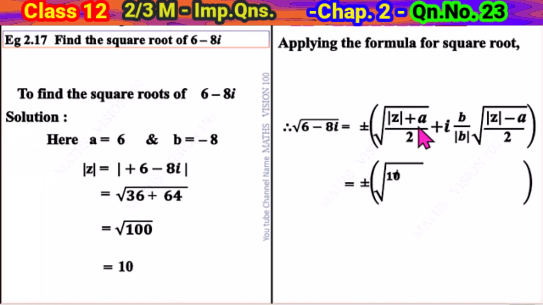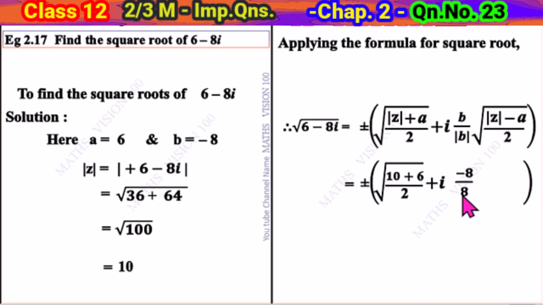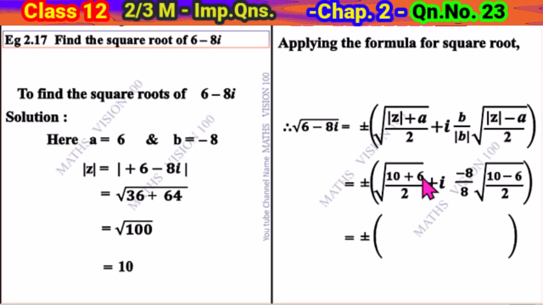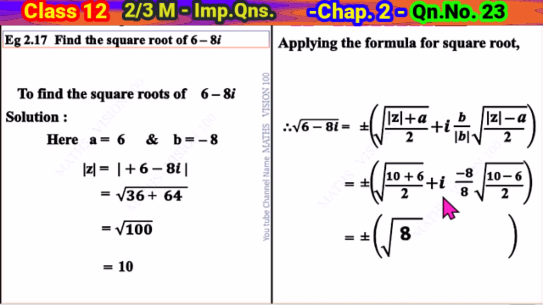Then 10 plus a, which is 6, whole divided by 2, plus i into b. The value of b is minus 8, by modulus of minus 8 which is 8. Root of modulus of z 10 minus a, that is minus 6, by 2, equal to plus or minus. This is 10 plus 6, which is 16, 16 by 2 is 8, root 8, plus the value of this is minus 1 into 10 minus 6, which is 4, 4 by 2 is 2, root 2.